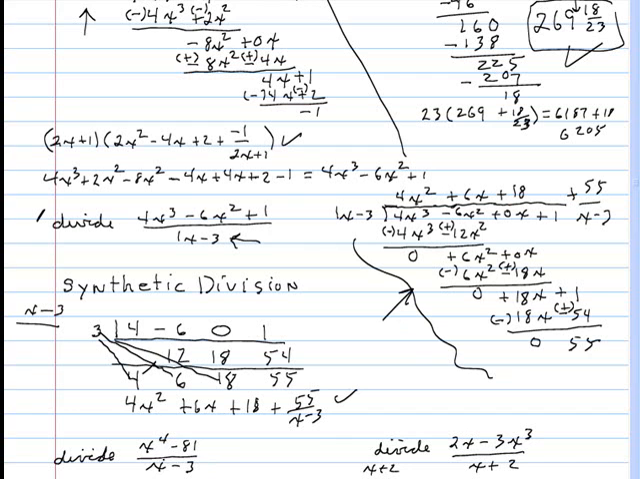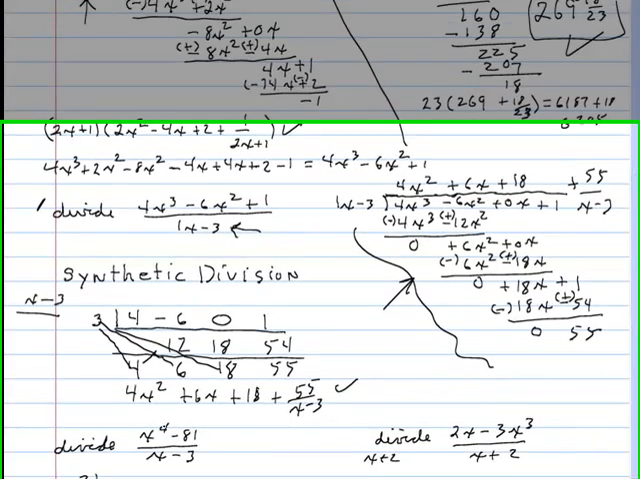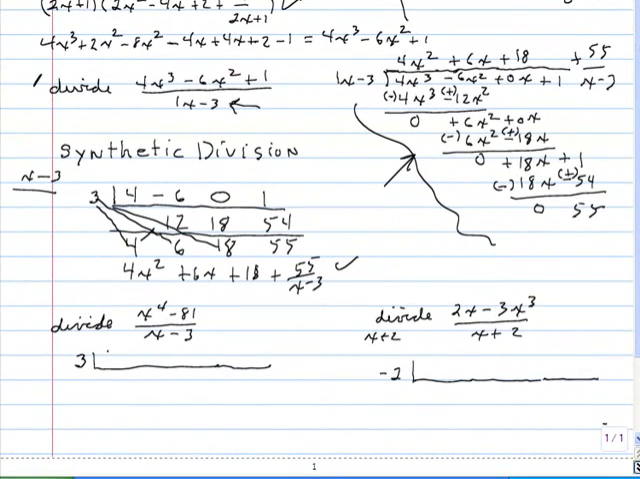Here I'm going to take my same divisor x minus 3, but I'm going to divide it into x to the 4th minus 81. Notice I'm missing an x cubed. I'm missing an x squared. I'm missing an x. So here's how I do it. The number multiplying x to the 4th is 1, so I write it here. I have no x cubed, so I put a 0 for my x cubed. Have no x squared. Have no x. I do have a constant, negative 81.